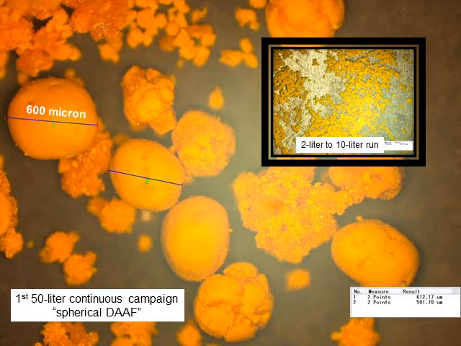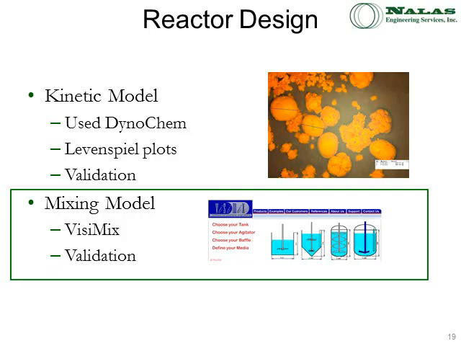What did come out of this particular process was big spherical material of the diaminoazoxyfurazan, the DAF material. And when you compare this to the 2-liter / 10-liter run of the continuous stirred tank reactor, very different morphology, very different particle sizes. We weren't sure exactly what was happening when we first saw the pictures of this material. I remember receiving it over email thinking, what happened? And so we went to look at some models. The model we used was Visimix.